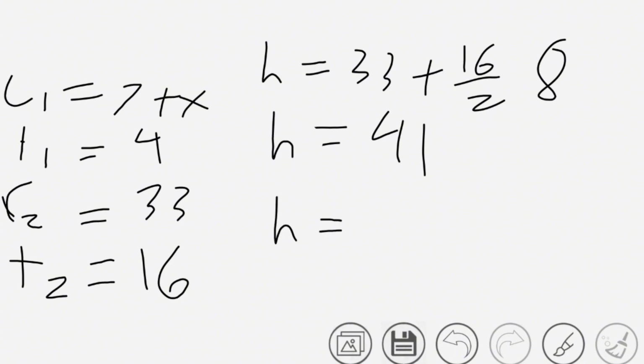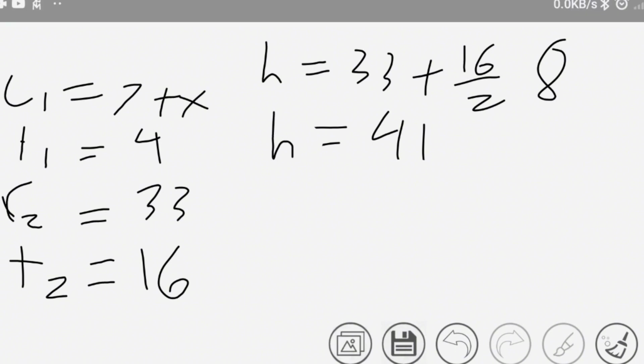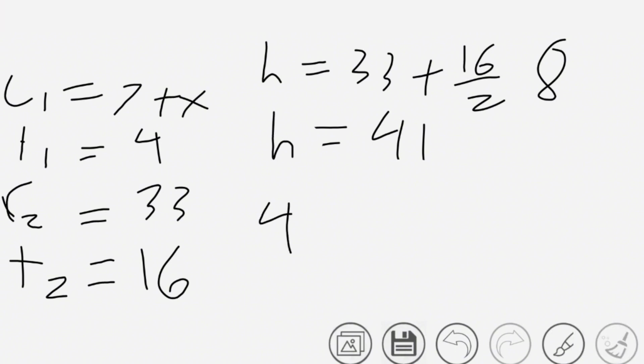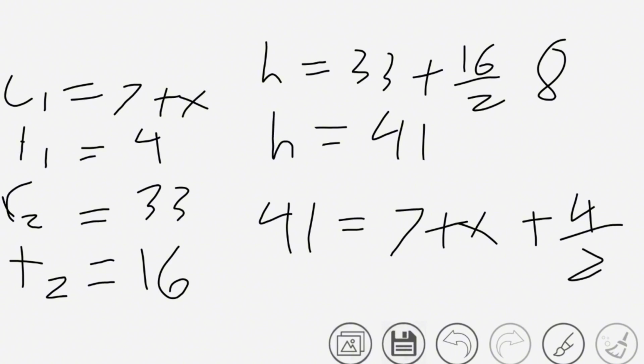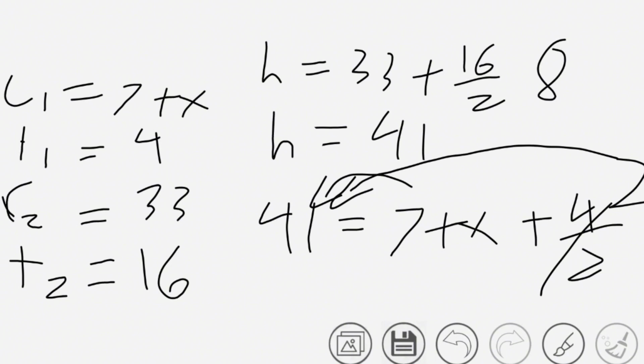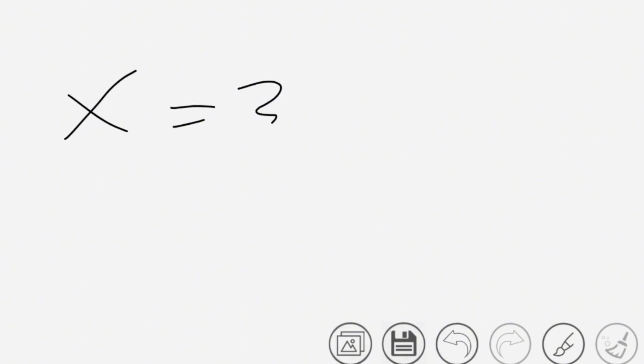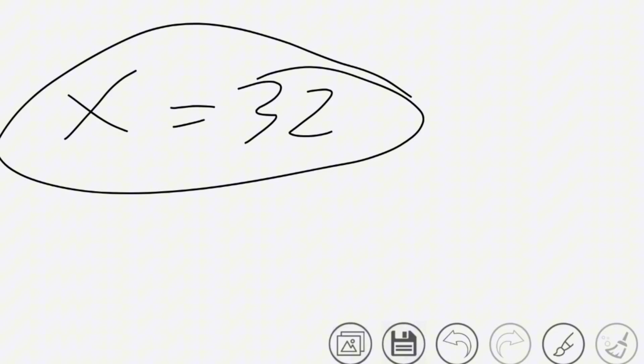So H is equal to C1 plus T1 over 2. We'll just substitute the values in, and we will get 41 equal to 7 plus x plus 4 over 2. So this one will become 2. Then we can start transposing. 7 can go there, 2 can go there. Which then will leave us with x is equal to 41 minus 7 minus 2. And then the answer is x is equal to 32. Good job. We did it.